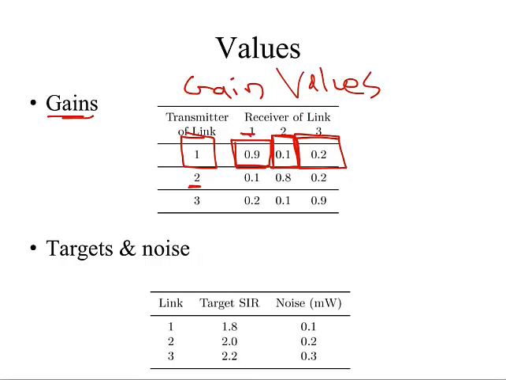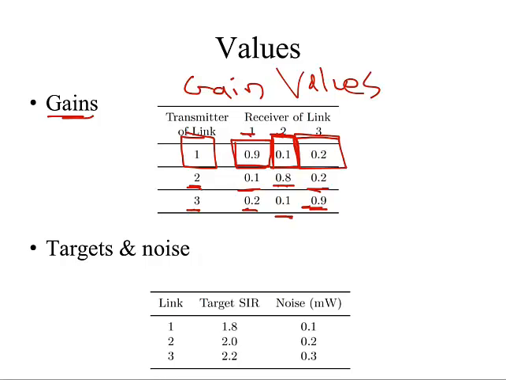Similarly, we can look at link 2, and its direct gain now is to logical receiver 2, so that direct gain is 0.8, and the interfering gains are 0.1 and 0.2 respectively. And for transmitter 3, it's talking to link 3, and it has a direct gain of 0.9, with interfering gains of 0.2 and 0.1 respectively.